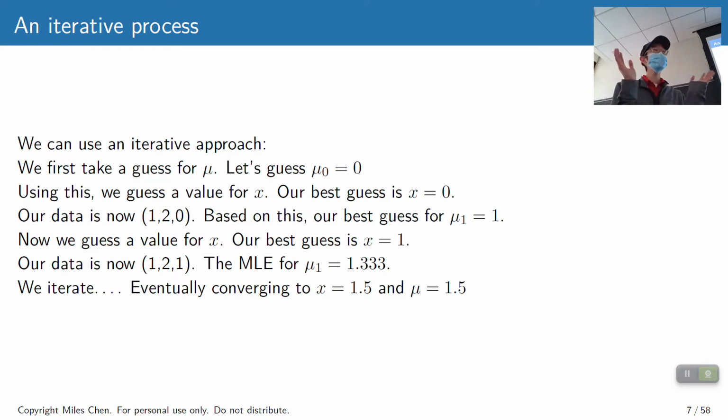And that's an overview of what the EM algorithm is going to be doing. We go through this iterative process to get both the missing values and the unknown parameters.